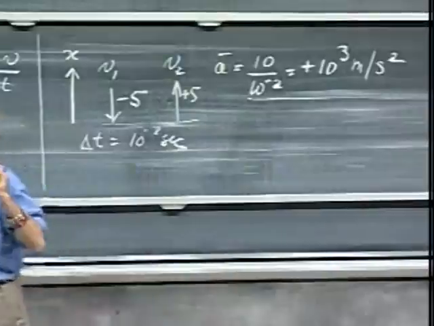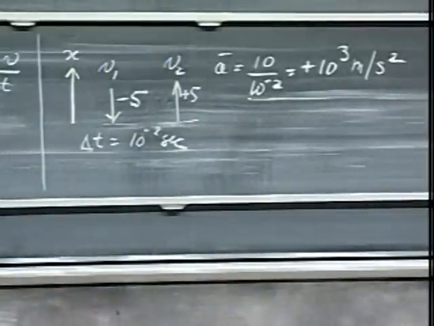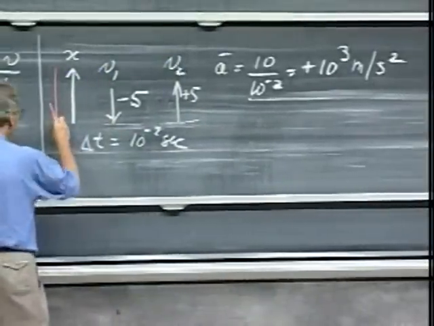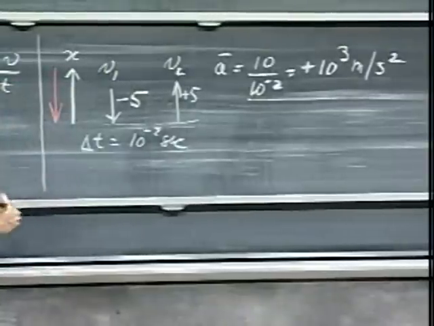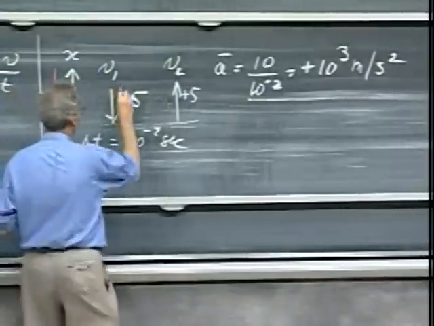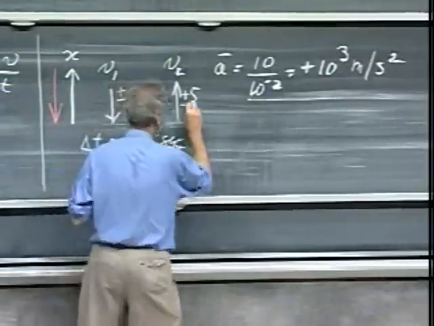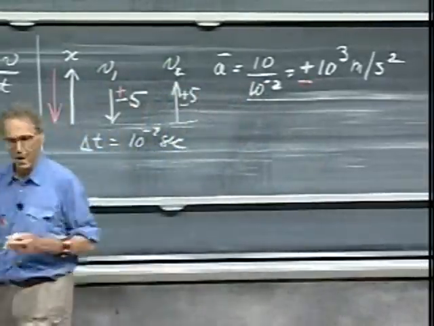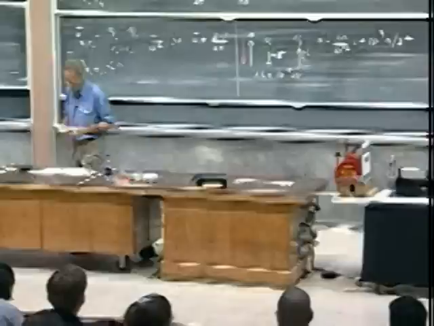I have observed carefully the signs. If now I say, aha, I don't like this, I want to call this the direction of increasing x, no big deal. This would become a plus, this would become a minus, and then this would become a minus. So then the acceleration is minus 1,000 meters per second squared.